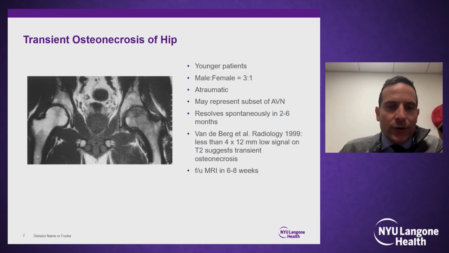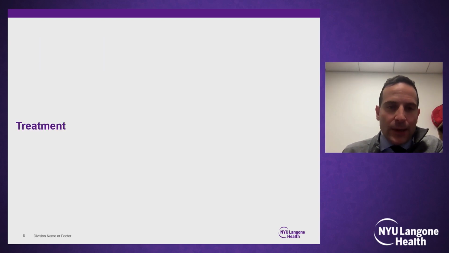One important thing to note is there is an entity called transient osteonecrosis of the hip. Always be wary of this. So this tends to occur in younger patients. It might be a subset of AVN, but there's a paper by Vande Berg in Radiology that showed some pretty compelling results demonstrating that if a lesion was less than 4 by 12 millimeters on T2, those lesions likely resolved spontaneously. And they recommended having a follow-up MRI at 6 to 8 weeks. So that's a relatively small lesion. So if you see that, it may be worth watching these patients and getting a repeat MRI to look at the lesion for any kind of progression.